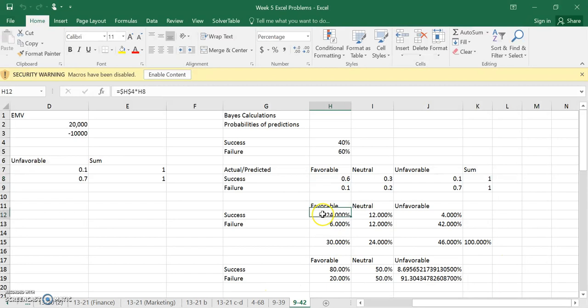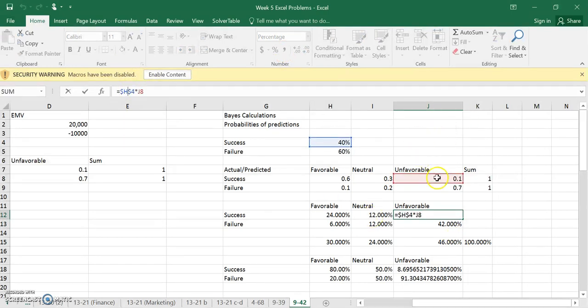So what she did here, she multiplied the chance of success if the survey said favorable with the overall chance that the product would be successful. And same basic concept for this one: she multiplied the chance of success with the chance of success if the survey said neutral. And with unfavorable, she did the overall success times the chance of success if the survey said unfavorable.